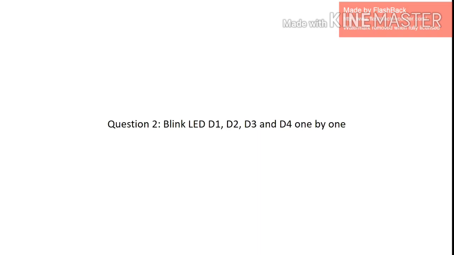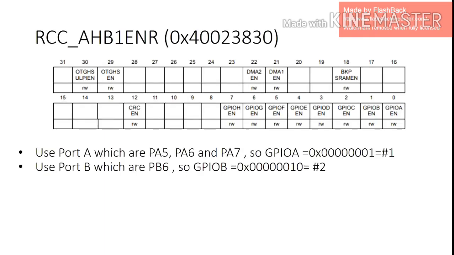So for question 2, part 1, the question asks to blink LED D1, D2, D3 and D4 one by one. So first of all, as usual, we need to enable GPIO clock using RCC AHB1ENR, and the address is 0x40023830. So in this part, we use two ports, which is port A, which are PA5, PA6 and PA7. So the GPIOA will be #1.